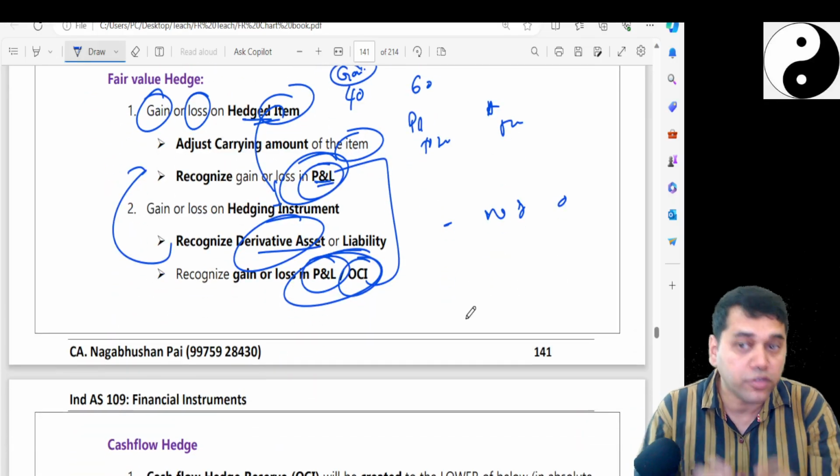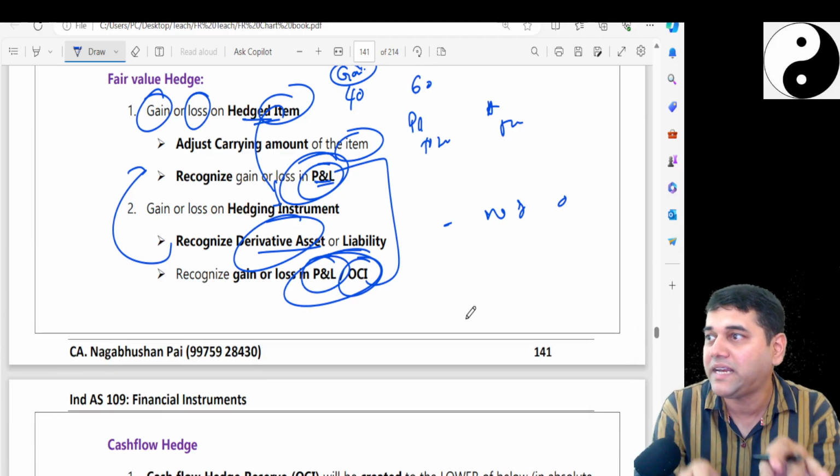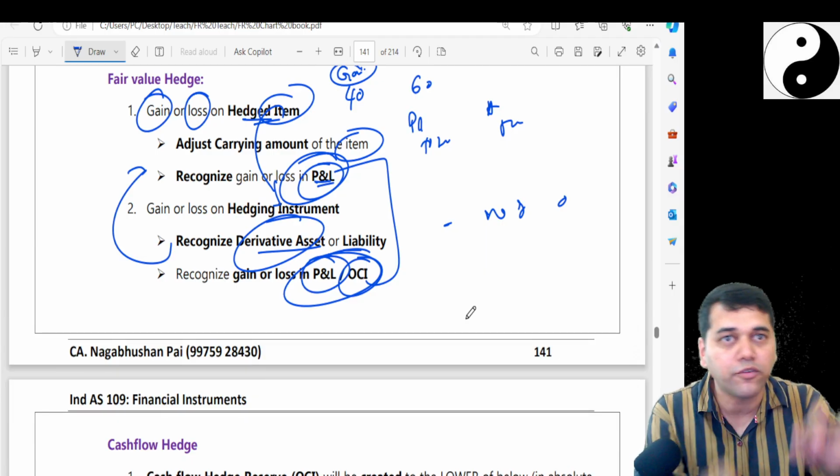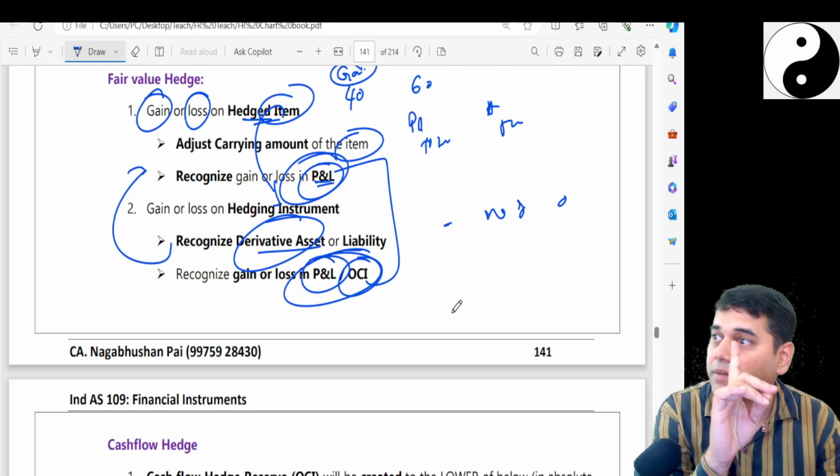Because of this hedge accounting, did you see the impact on P&L is maintained? It is not variable now. The differences, the derivative asset or liability, will go to the balance sheet finally.